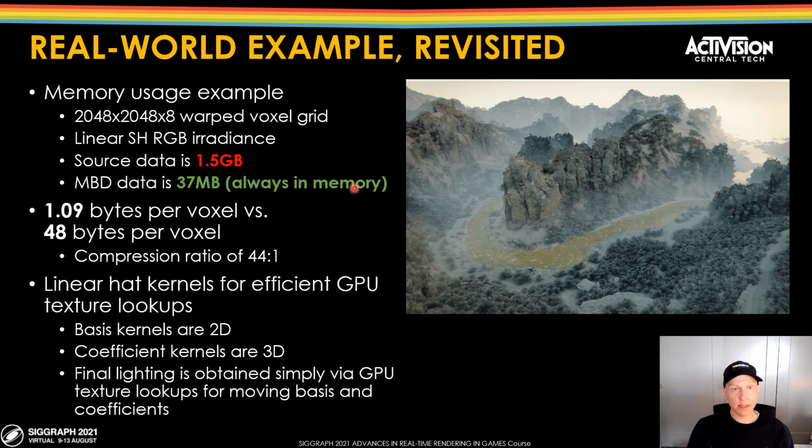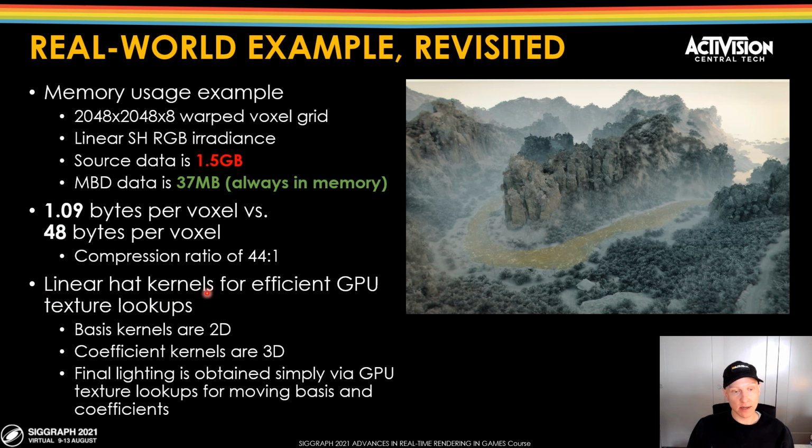And finally, we revisit the real-world example from Black Ops Cold War, where the source data was 1.5 gigabytes. Now, this is rendered using the moving basis decomposition reconstruction done per pixel every frame. And we are using roughly 1 byte per voxel, where our input data was 48 bytes per voxel. So the compression ratio in this case is roughly 40.1. The key point here is 1 byte per voxel for RGB linear SH irradiance. So that's fully directional RGB irradiance data with 1 byte per voxel.